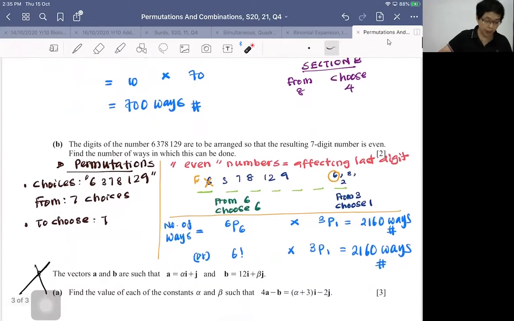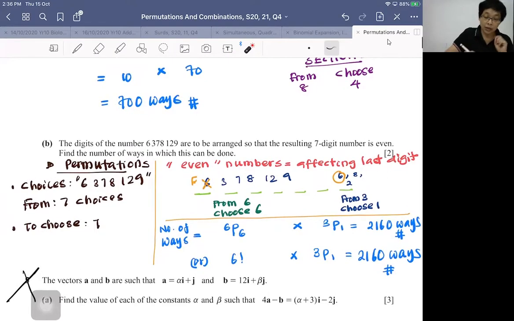Then we move on to part B. The digits given to you are 6, 3, 7, 8, 1, 2, 9. What matters is that you focus on how many choices of numbers are available for you to fix your 7-digit number. From the choices, we notice that we have 7 choices altogether, and there are 7 places for you to fill in.